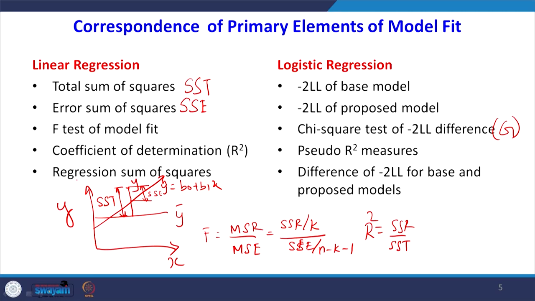Here we use SSR. SSR is regression sum of square. The equivalent term for logistic regression is the difference of minus 2LL for the base and proposed model. I will explain the meaning of base and proposed model. Base means when there is no independent variable, the corresponding log likelihood value is called the base value. When you introduce any independent variable, the corresponding log likelihood value is called the model log likelihood. I will explain this in detail in coming slides.